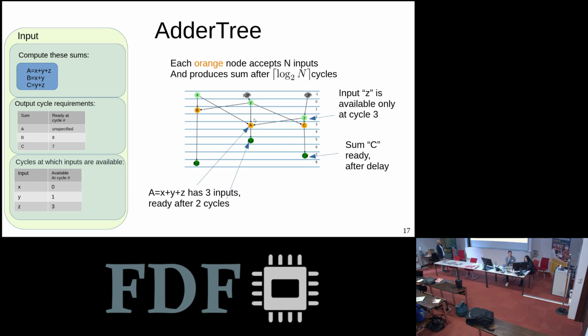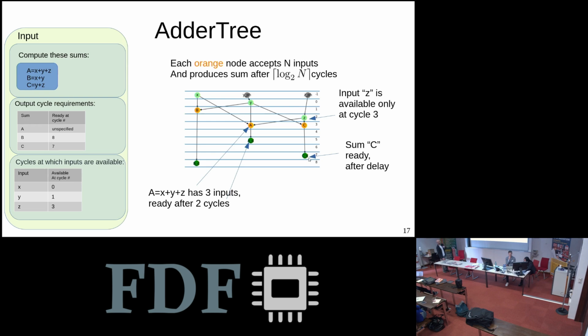Just to focus on a few paths here. Each orange node is an adder that accepts n inputs and produces an output after log base 2 of n cycles. And A, for example, here is not specified when it should be ready, so it's ready whenever it is, which is 2, because it accepts 3 inputs, so it's ready 2 cycles after. That's in these dark green circles. And then C is another example. C is ready 1 clock cycle after, because it accepts 2 inputs, Z and Y. But it needs to be delayed to cycle 7, so it's actually ready at cycle 7.